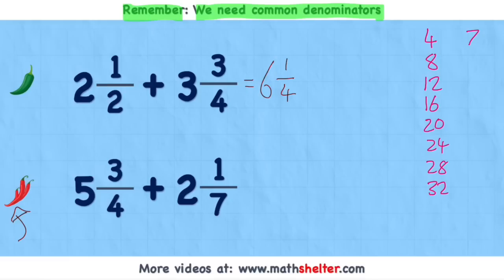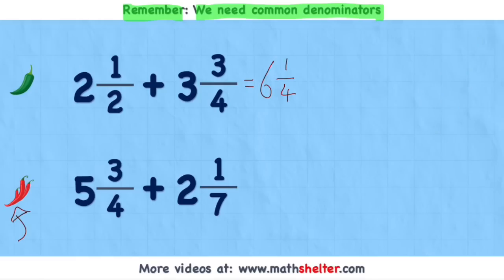And let's go to the 7 times table. 7, 14. Have I got a 14 in the 4 times table? No. 21. Have I got a 21 in the 4 times table? No. 28. Have I got a 28 in the 4 times table? Well, bingo. Yes, I do. So I can use 28 as a common multiple for both of them.